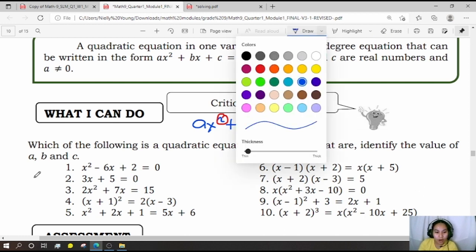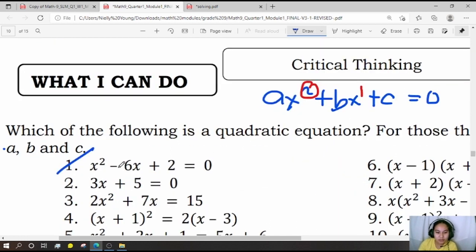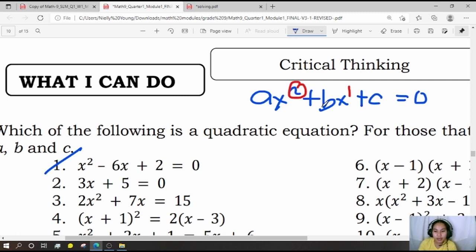So, number 1, it's a yes because the highest power is 2. So, x squared minus 6x plus 2 equals 0. Naka-standard form na po siya, ax squared plus bx plus c equals 0. So, a must be equal to 1 because that is x squared, the coefficient of x squared is 1. B is equal to negative 6. And C is equal to 2. So that is the answer for number 1.